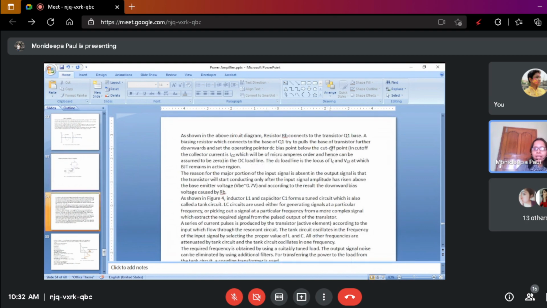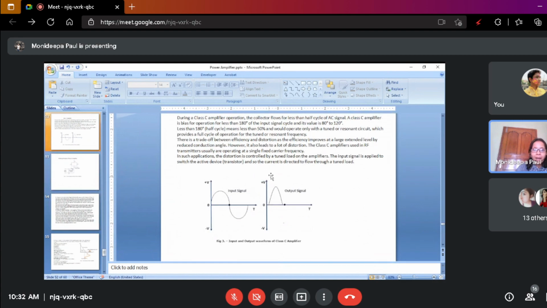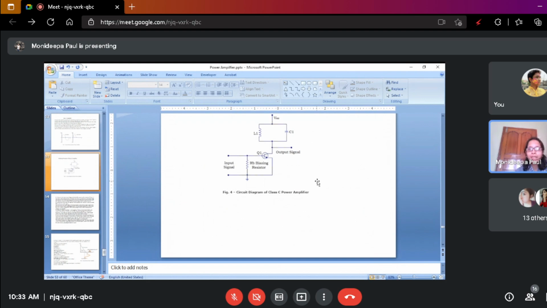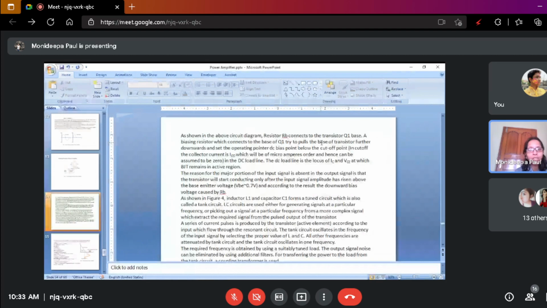Okay, so in this way, by selecting the value of the resistance, we adjust or control the conduction angle, that is, for how much duration we get the output signal or the collector current during the positive half of the input signal. Okay, so the biasing resistor which connects to the base pulls the base of the transistor further downwards and sets the operating point, the DC bias point, below the cutoff point.